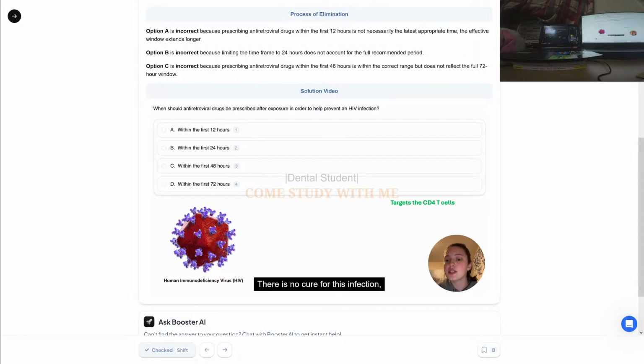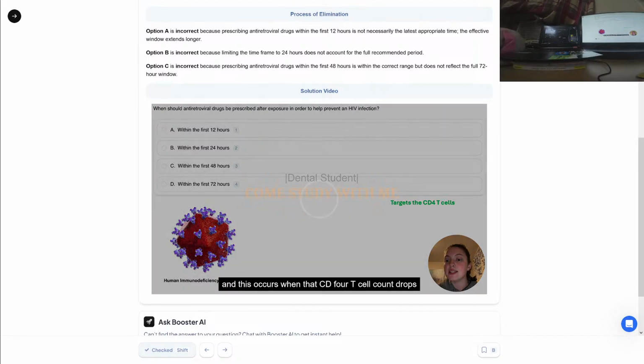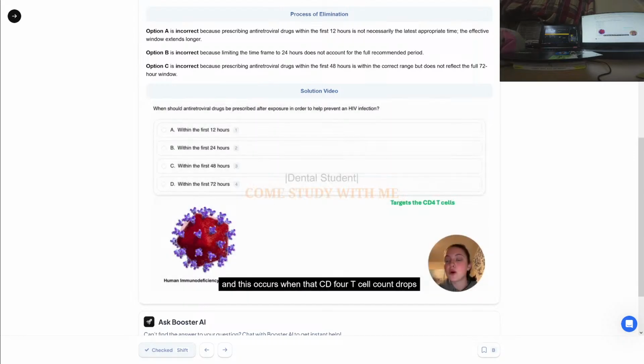There is no cure for this infection, but antiretroviral drugs are used to stop the virus from replicating in the body. If untreated, HIV will progress to AIDS, or acquired immunodeficiency syndrome, and this occurs when that CD4 T cell count drops below 200 cells per cubic millimeter. And for reference, a healthy adult will have between 500 to 1500 of those CD4 T cells.